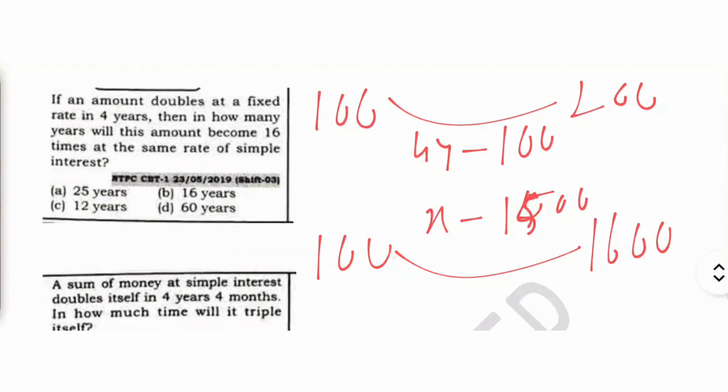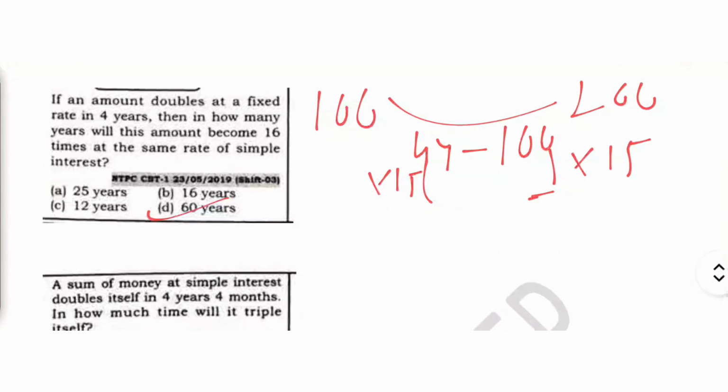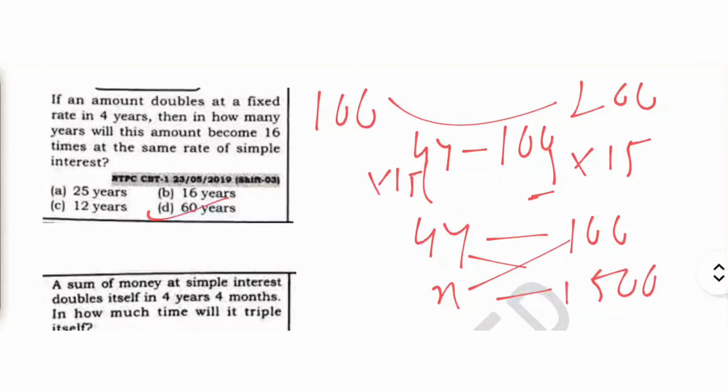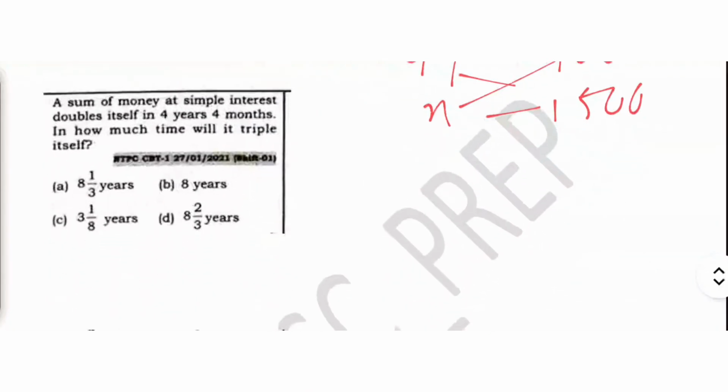1500? Okay, so this into 15, so basically in 60 years. Okay, 60 years. You can even cross multiply as well. 4 years is 100, then in how many years is it 1500? Then you can just cross multiply and find x, you will get 60 years only.